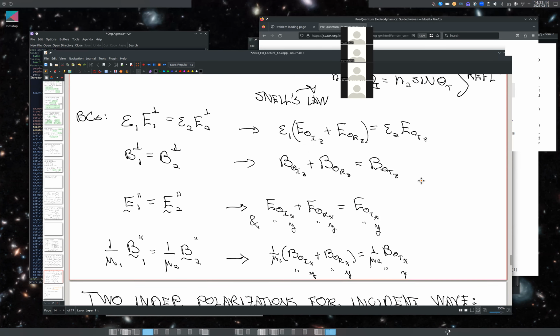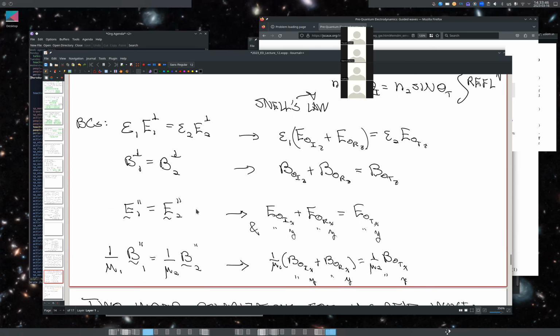So I have this, and then continuity of the parallel components of the electric field gives me 2 independent equations for the x and the y components of these fields, and then the same thing for the relationship between the parallel components of the magnetic field. So I've got a bunch of coefficients here to equate with each other.